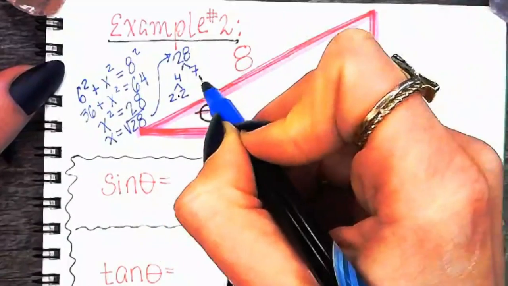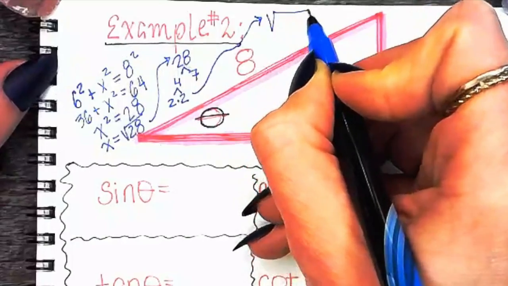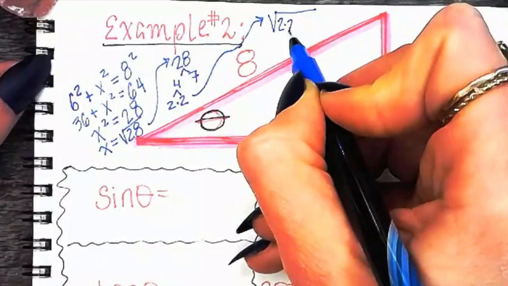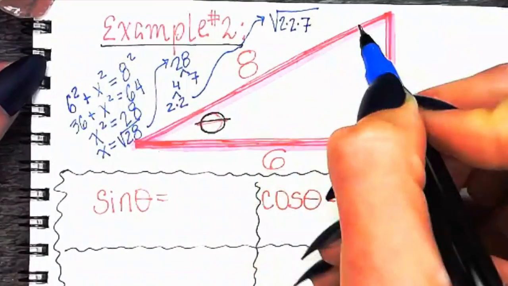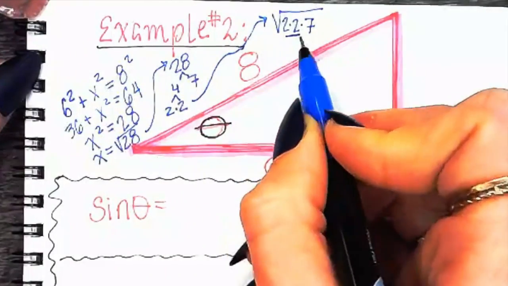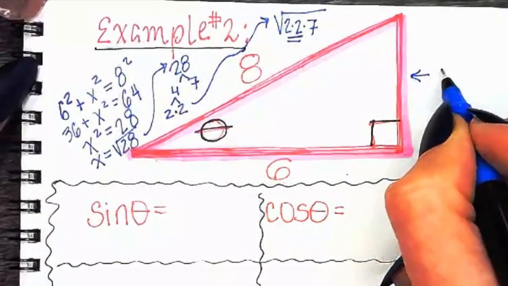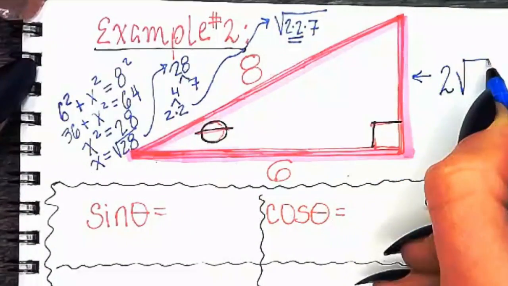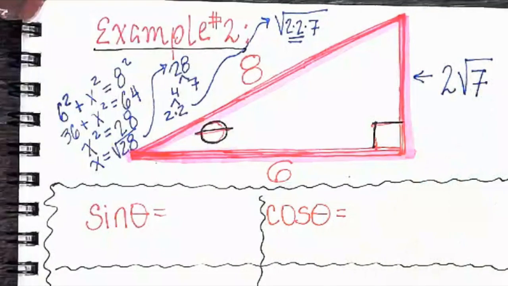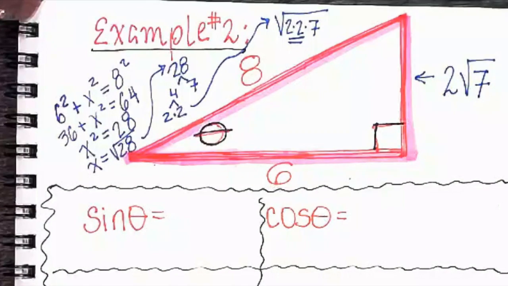So I'm going to go up over here, really taking the square root of 2 times 2 times 7. And the square root, we take out a perfect square. So that makes this side 2 radical 7. Now that we have all 3 sides, we can go ahead and find our answers.